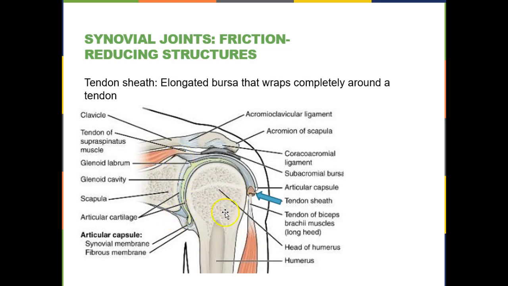So as you move your shoulder around in the socket, this would be rubbing up against the tendon. And tendons are dense regular connective tissue. They're not meant to take a lot of friction, and they don't grow back easily, so they need to be protected from friction, and that's what your tendon sheaths do.